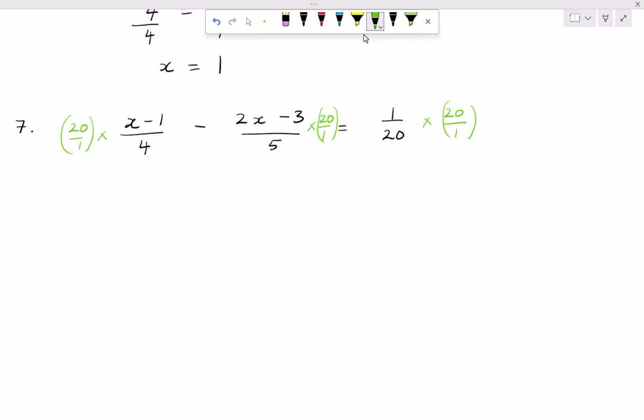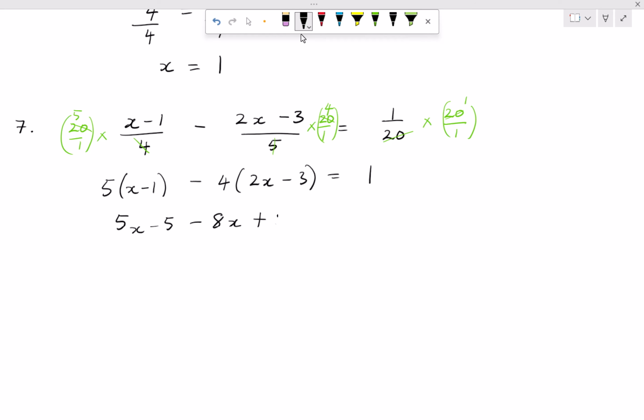Okay. So 4 into 20, that is 5. 5 into 20, that is 4. And then 20 into 20, that is 1. So that leaves us with 5 times x minus 1 minus the 4 that we got times 2x minus 3 is equal to 1 times 1, that is 1. We expand the brackets, that's 5x minus 5 minus 4 times 2x, that's 8x. Minus and minus gives us a positive. So 4 times 3, that's 12, is equal to 1.